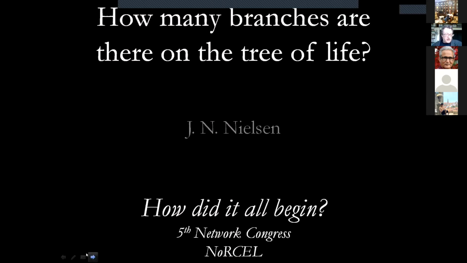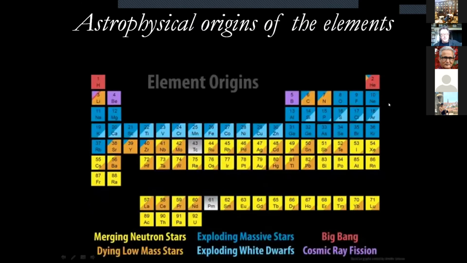So, how many branches are there on the tree of life? This is a representation of the periodic table of the elements that has been colored to show how the elements derive from astrophysical processes. And it's interesting to note that many of the elements can be formed by more than one astrophysical process. That is to say, there's more than one astrophysical process pathway to the formation of some of the elements.